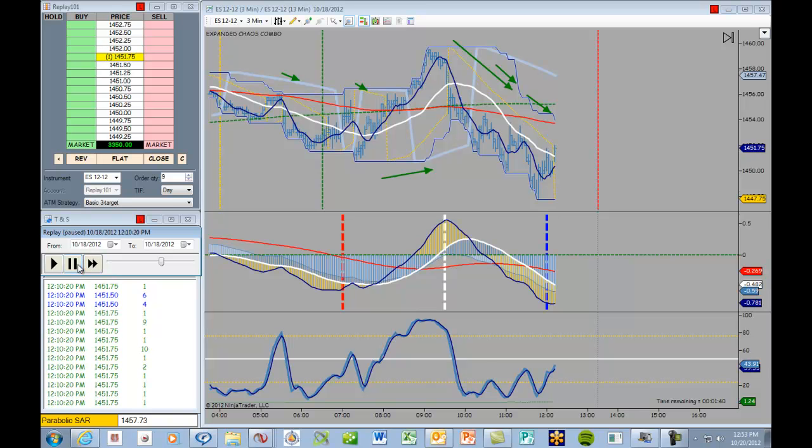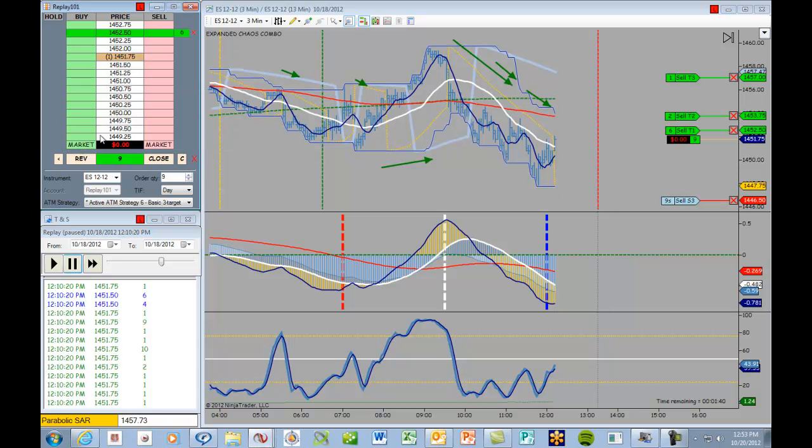There we go. Flip that parabolic. We're just about ready to cross out of here. Let's go ahead and get long.